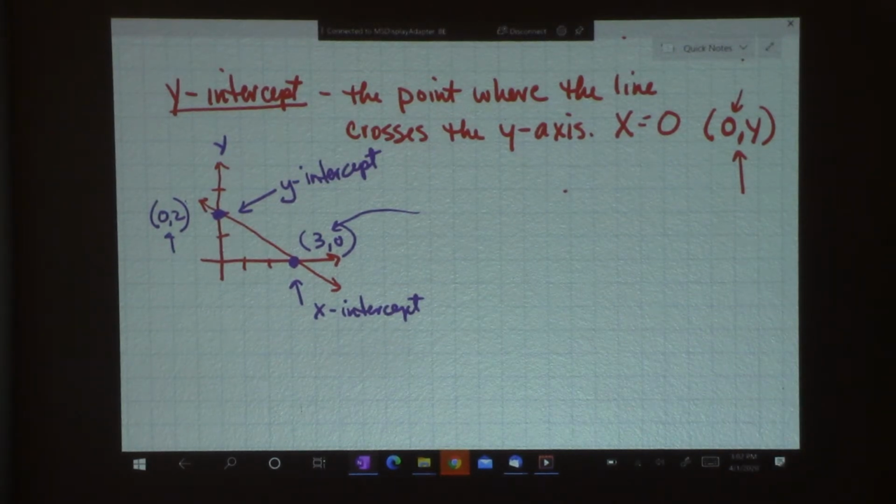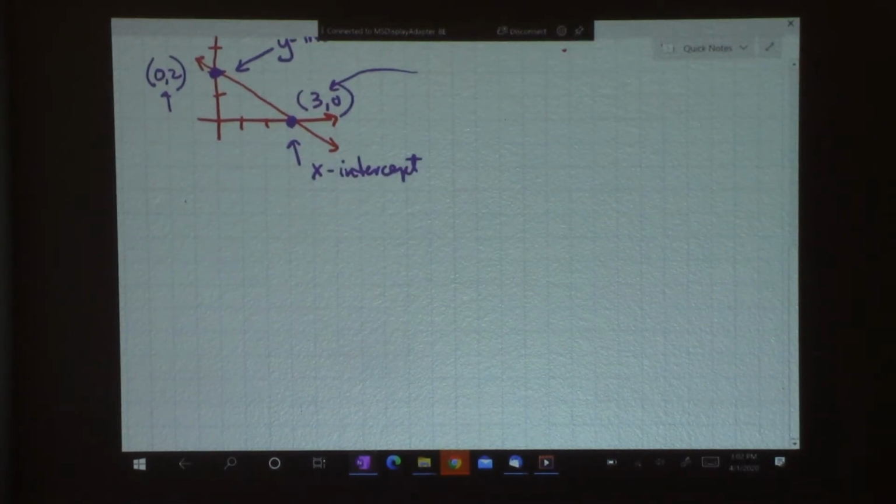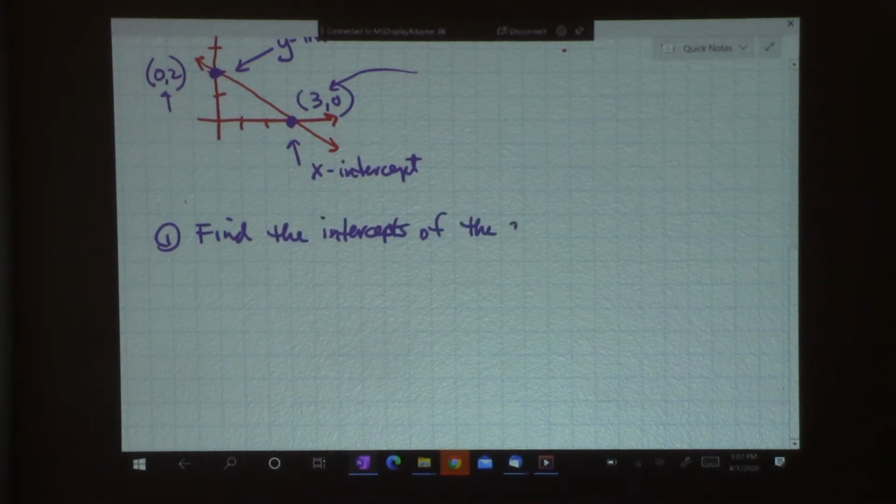All right, so now we're going to find those. So here's our first problem. Find the intercepts of the graph y equals 1/2 x minus 5. All right, usually this is how it goes. You have an equation and you don't have the graph yet. So you want to generate what the x and the y intercept is. Okay?